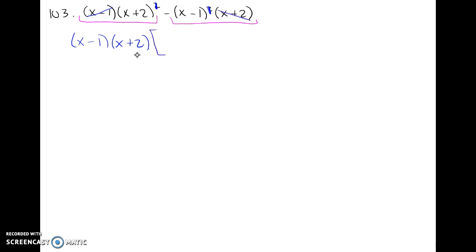That's when you put your bracket. I have an x plus 2. I'm just going to write everything that I see. I see a minus. Don't forget about the minus in there. And then an x minus 1. Close your bracket. And then you want to simplify inside that bracket.